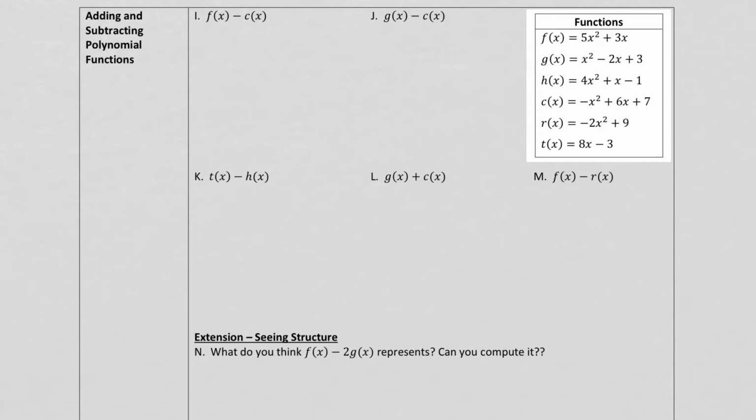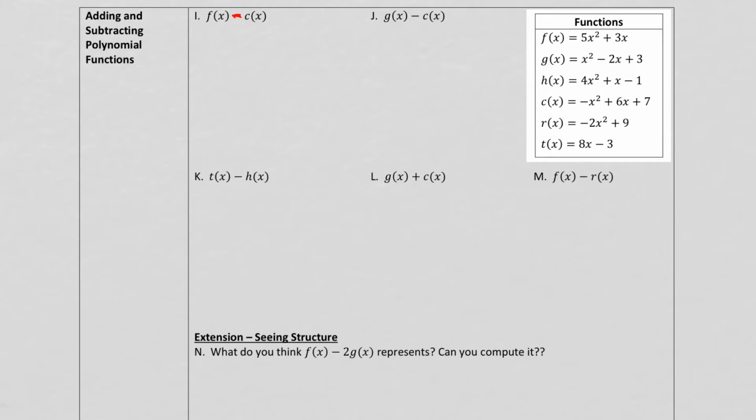Okay, so here are some examples. First, example I says, f of x minus c of x. The first thing you should always do is identify what's being asked of you. Here I'm being asked to subtract. Because I'm going to subtract, I know that I'm going to be a little more delicate.